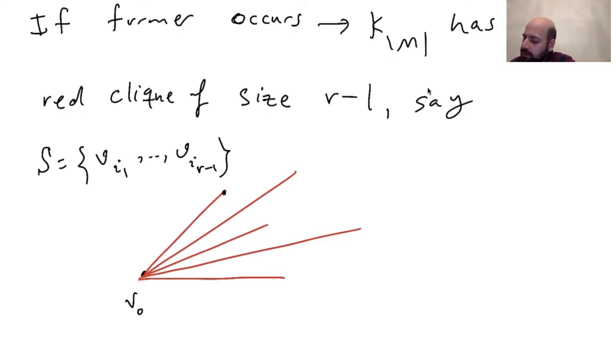Okay, so we have some vertices here. Now, each of these vertices is connected with a red edge to V naught, but the edges between these vertices could be red or blue in general. Let me give an example here. Let's say this could be red, this is red, this is red, but then this one is blue, and this one is blue, and this one is again red.